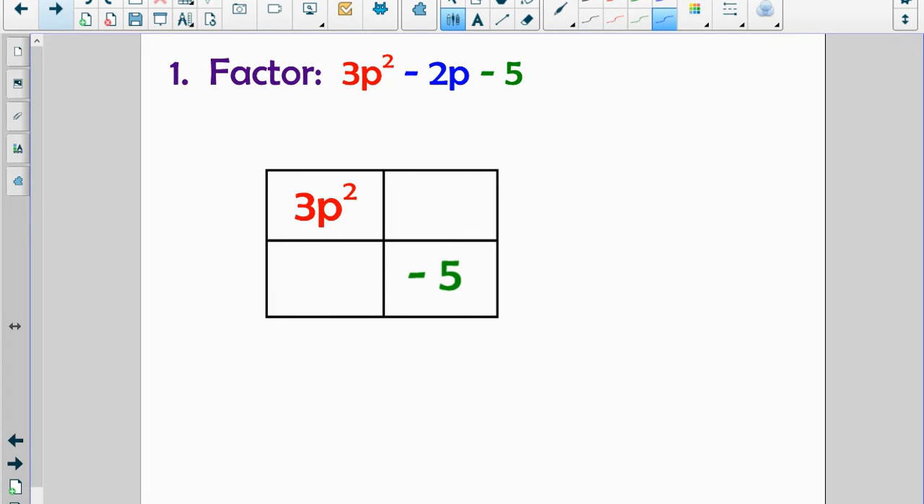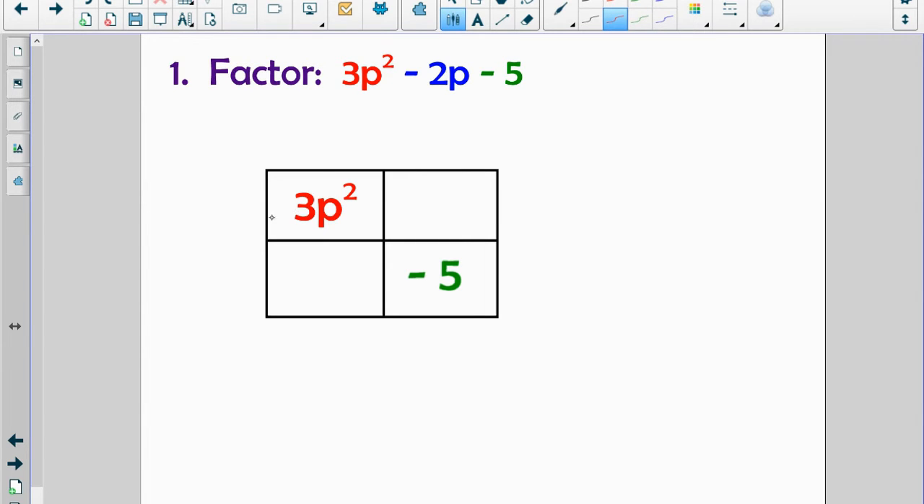All right, so here we're factoring 3p squared minus 2p minus 5. So again, like I talked about before, I know that 3p squared has to go inside this first box because of how we multiply them together in the warm-up. I know it's going to go there. I also know that the minus 5 is going to go in the last box. But what I don't know is how these two boxes are going to add up to negative 2p. That's the challenge. So we can start by trying to factor what we have.